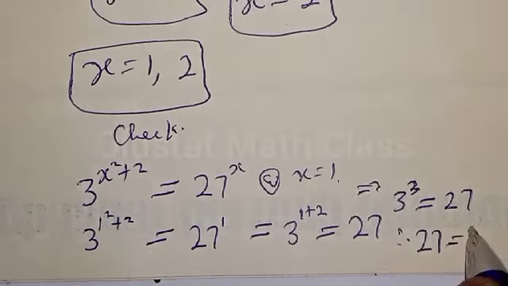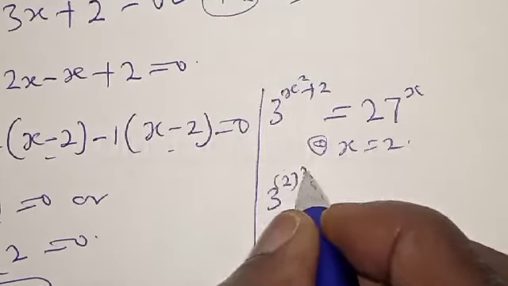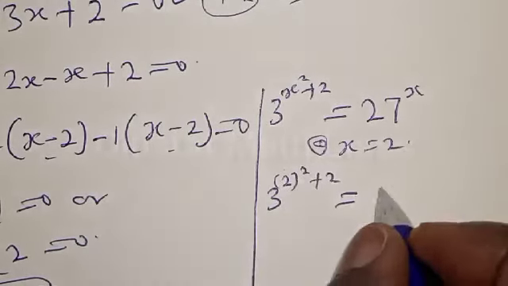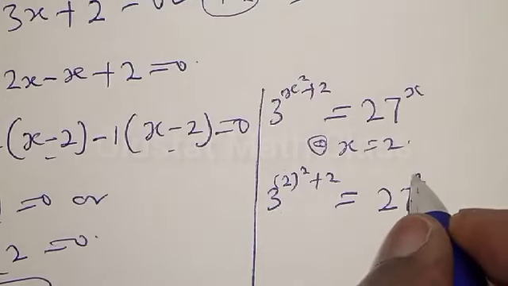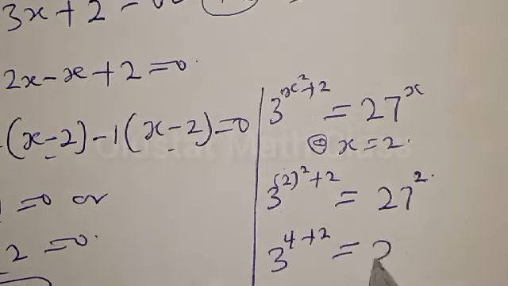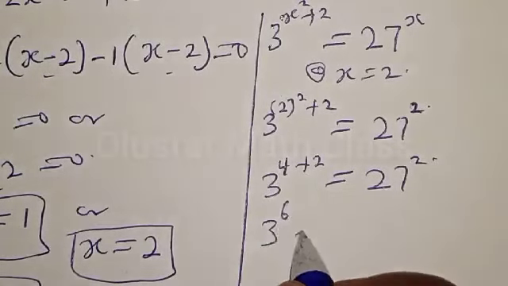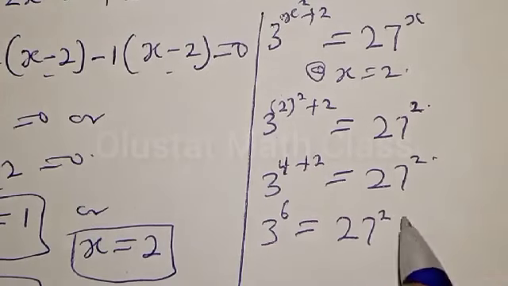Let's also check at s is equal to 2. We have 3 raised to power s squared plus 2 is equal to 27 raised to power s. At s is equal to 2, we have 3 raised to power 2 squared plus 2 is equal to 27 raised to power 2. Then here is 3 raised to power 4 plus 2, which must be equal to 27 squared. Now 4 plus 2 is 6, so 3 raised to power 6 must be equal to 27 squared.